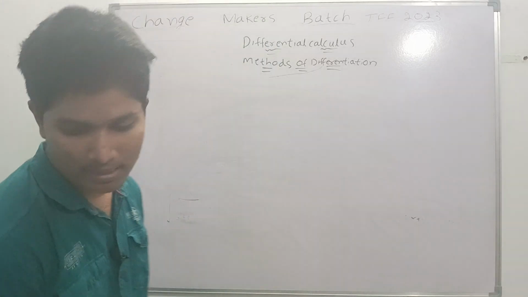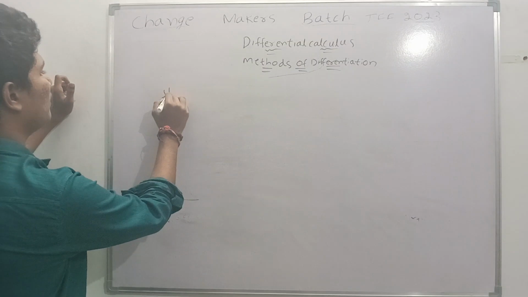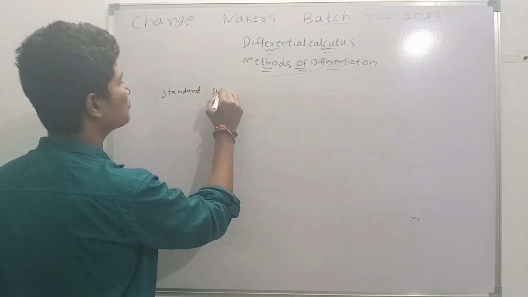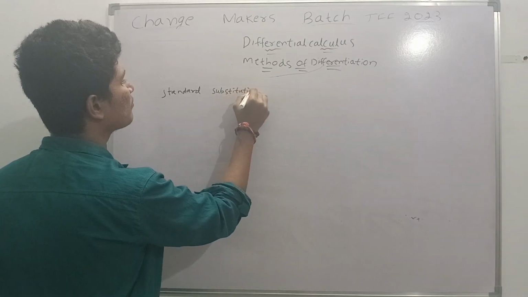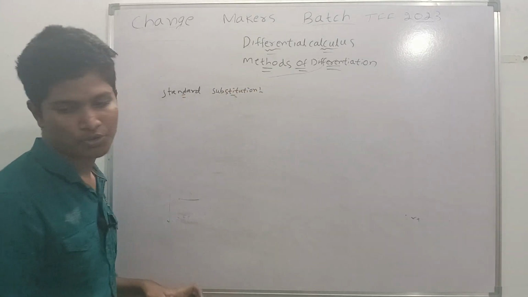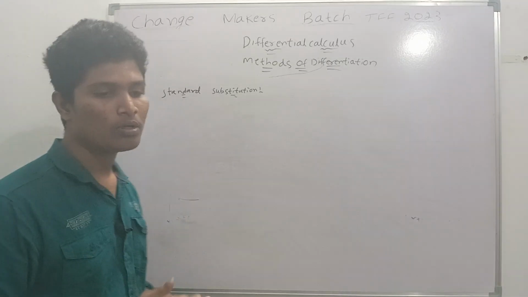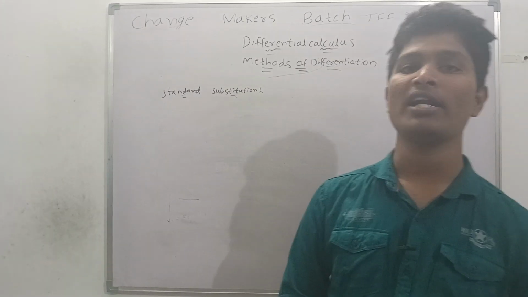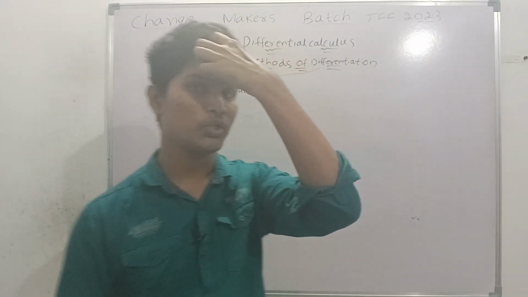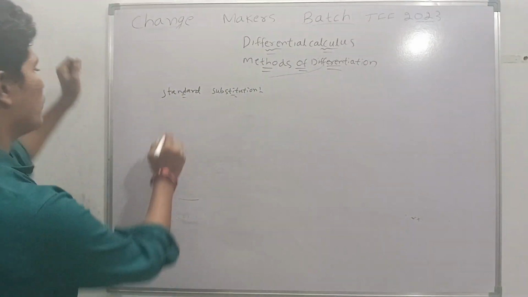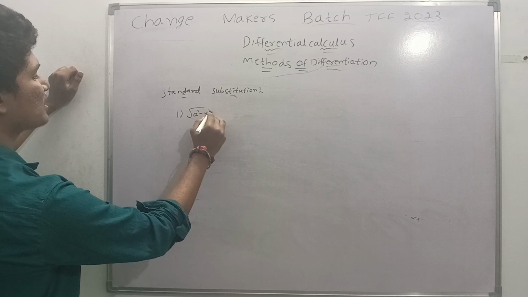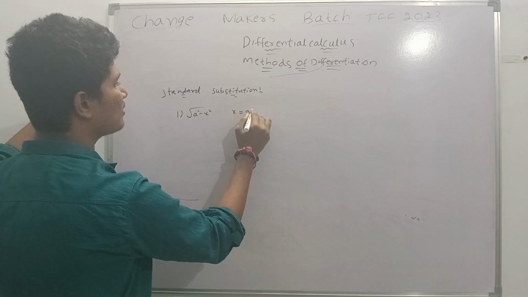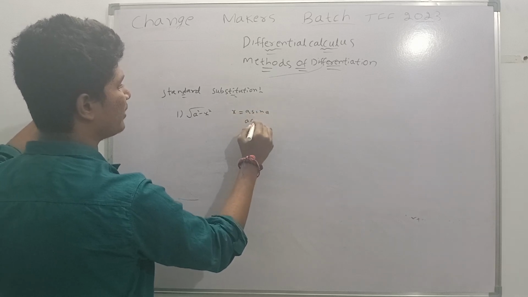Now there is the start of standard substitution. The meaning of this is, as I already said, in the differentiation chapter you have to simplify the function first. So in order to simplify the function, we are using some substitutions. There are basically 4 substitutions we are using here. First, for root of a square minus x square, x equal to a sin theta or a cos theta.